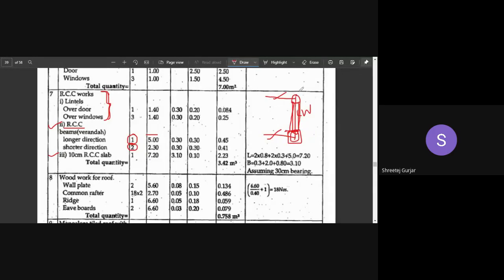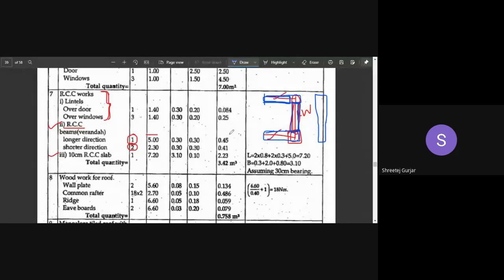And for short wall, we have considered the entire length, from this part up to this part. So this is how we have calculated the length of the short wall. Also, you can consider the opposite way. Normally we consider this for long wall, and for short wall only this one. Either of the two methods you can use to calculate the beam quantities.